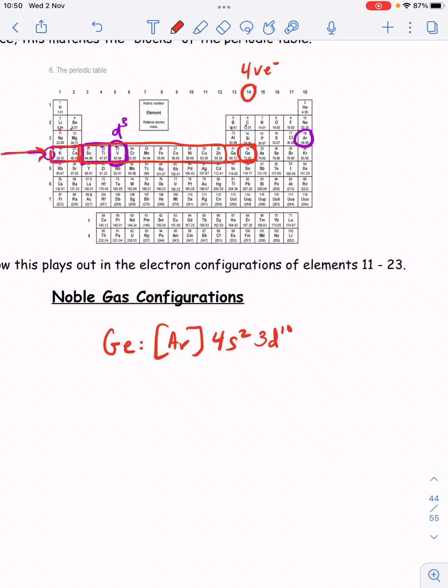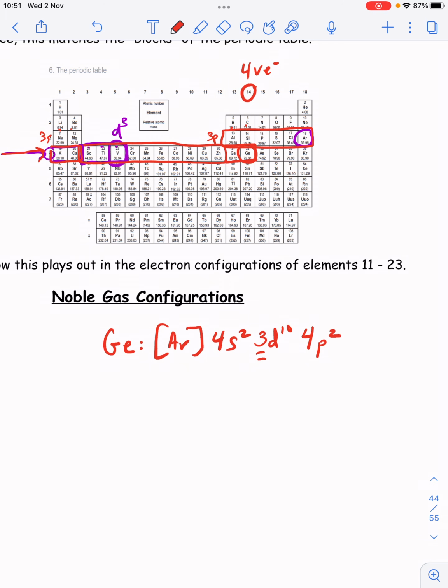But remember, now I'm back to my outer shell. It's only the d that does this inner shell thing that's one behind. We already filled the 3p. The 3p was up here when we did aluminum, silicon. This is the 3p. This was the 3s. So 3s, 3p. Then we did our 4s. So now when I start to fill these next ones, I'm in the 4p. And so gallium would be 4p1, germanium is 4p2.